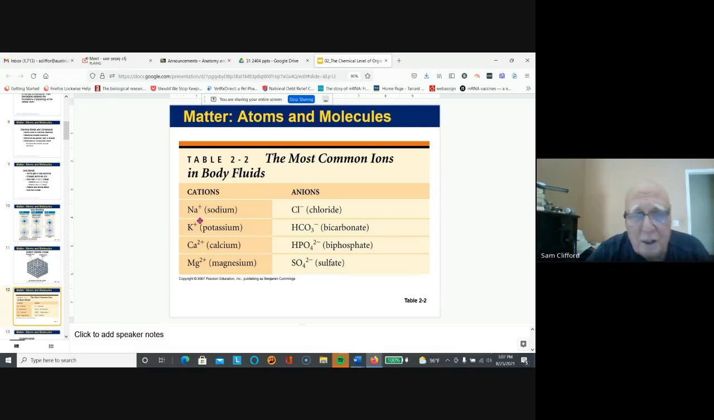Okay, so you should know these symbols and these names. The most common ions in body fluid: sodium, potassium, calcium, magnesium, chloride, bicarbonate, biphosphate, and sulfate. So you should be able to recognize these ions, know their charges, and know their names.